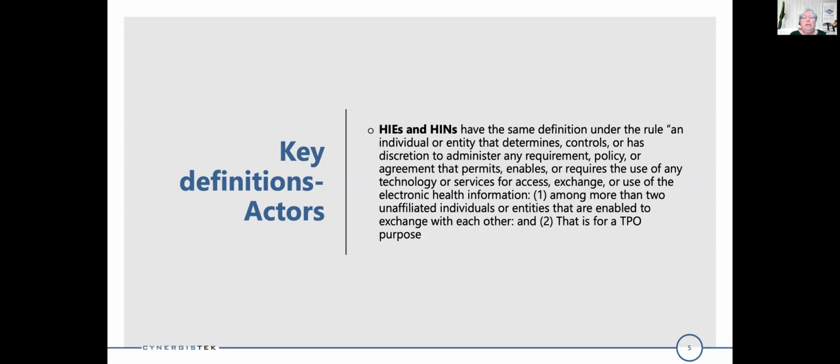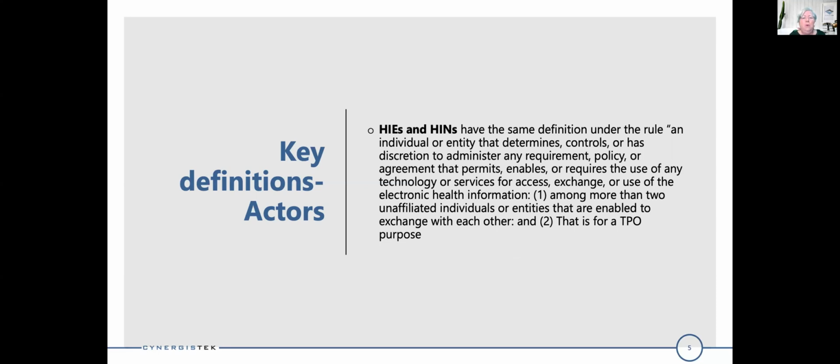It also defines health information exchanges and health information networks. So that's what I'm referring to here by HIEs or HINs. Now, for purposes of this rule, the two are defined exactly the same. And it's an individual or entity that determines, controls, or has discretion to administer any requirement, policy, or agreement that permits, enables, or requires the use of any technology or service to access, exchange, or use electronic health information. And we'll talk about electronic health information in a moment. It's not quite the same as PHI under HIPAA, and it is a new definition under the regulations.